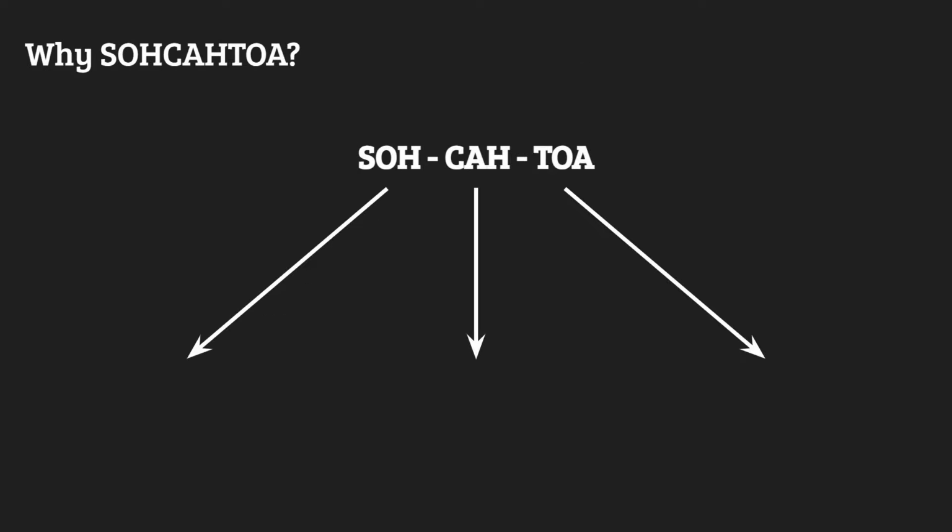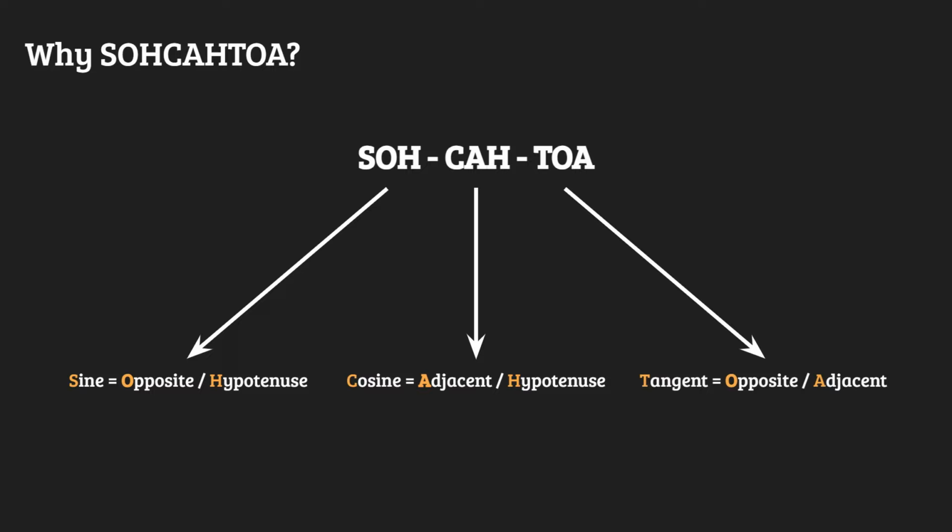The acronym splits up into three parts, the first being that the sine of an angle in a right triangle is equal to the opposite side divided by the hypotenuse. Then the cosine of an angle in a right triangle is equal to the adjacent side divided by the hypotenuse, and then the tangent of an angle in a right triangle is equal to the opposite side divided by the adjacent side.